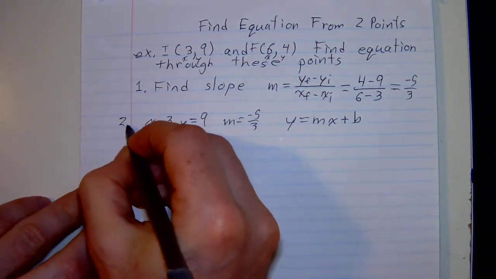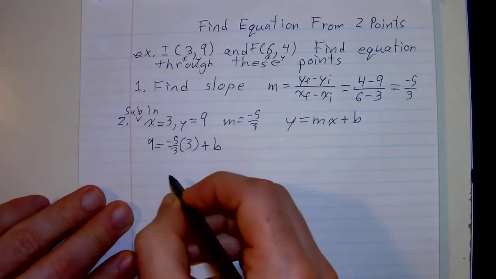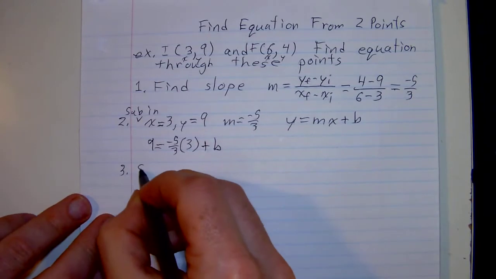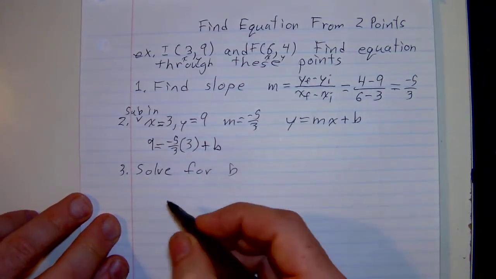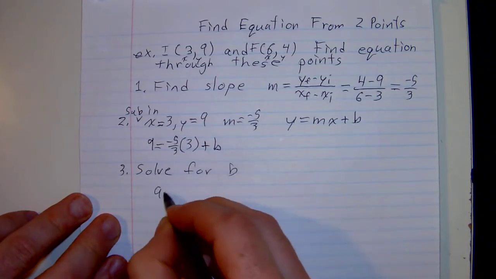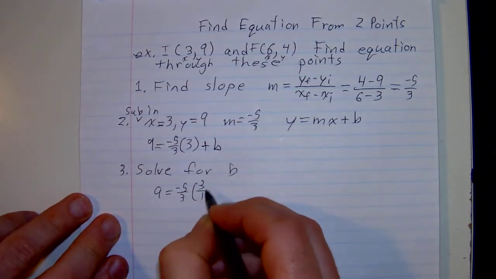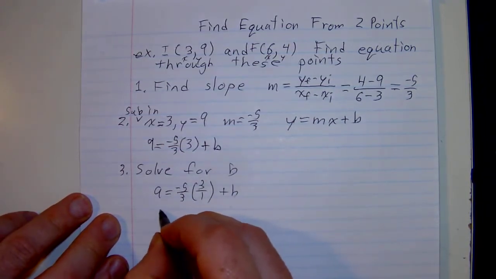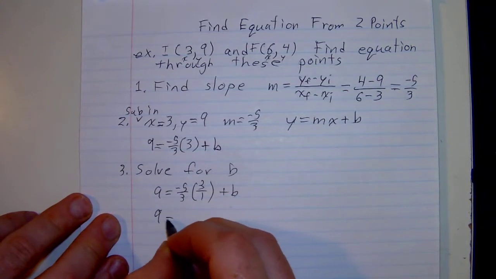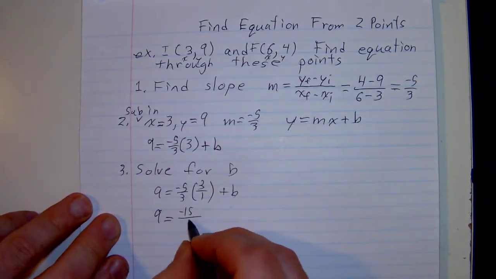So this is step 2. Should have written this earlier. Sub in. And then step 3 is solve for b. So I'm going to change that 3 into a 3 over 1. So that way I have a fraction multiplication here. Fraction multiplication is going to be top times top, which is negative 15, bottom times bottom, which is 3.